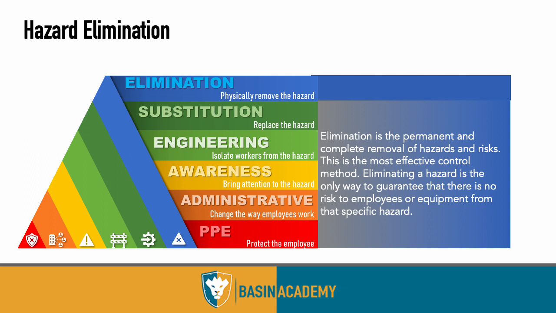Here we have hazard elimination. So this is a hierarchy of controls. We always start with elimination, then substitution, engineering, administrative, and then PPE. PPE is going to be the least effective. Elimination is going to be the most effective.